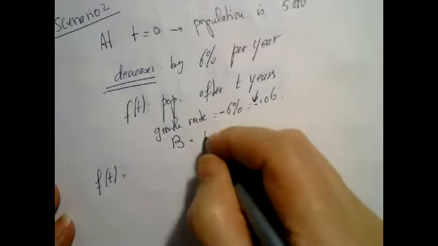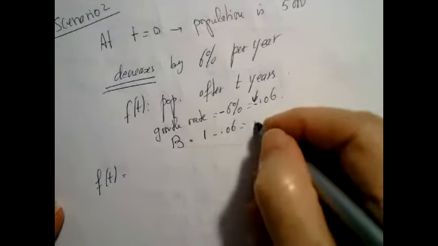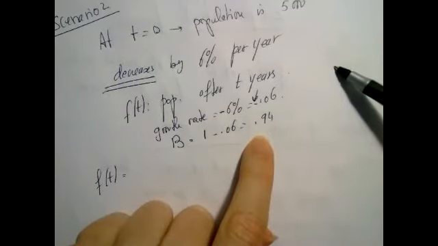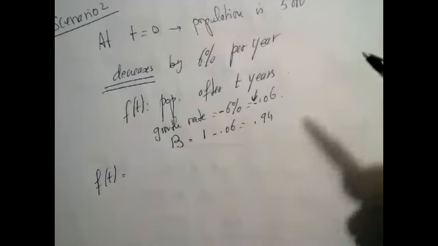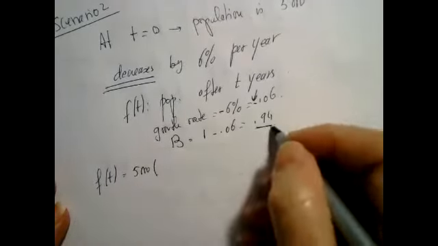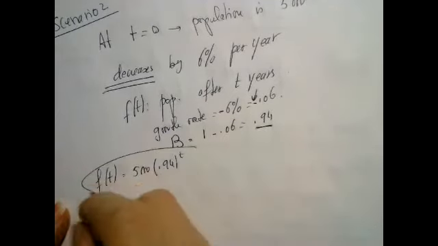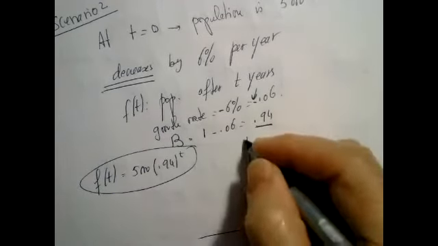So the growth factor, the b, is 1 minus 0.06. It means 0.94. Every year, 6% is gone, and 94% of the population remains. That's really what the 94% means. So f of t is 5,000 times b, not the rate, b to the power t. That's the other scenario we saw, whether it increases by the same percent or decreases. And again, the graph will go like that.